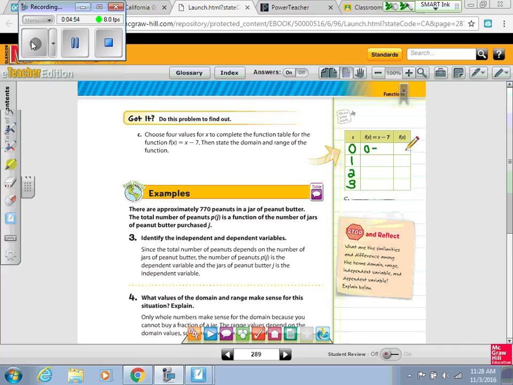So we're going to put 0 minus 7, negative 7. 1 minus 7, negative 6. 2 minus 7, negative 5. And 3 minus 7, negative 4. And they ask you to state the domain and the range. So the domain is 0, 1, 2, 3. And the range is negative 7, negative 6, negative 5, negative 4.